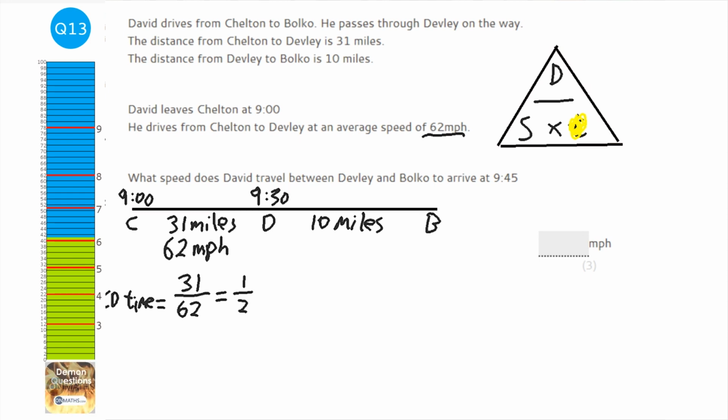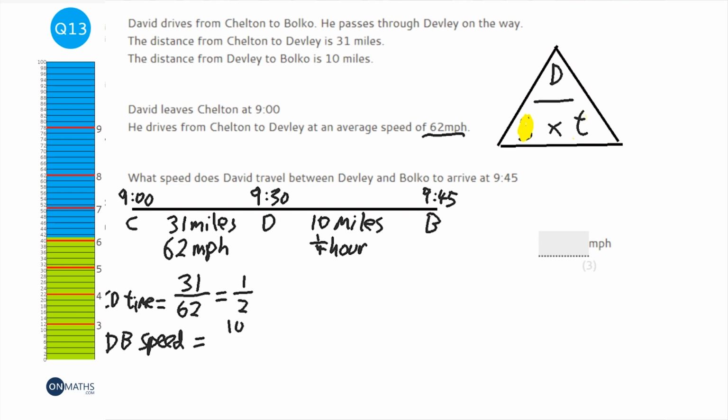Now the question says, how quick does he have to go to get there for 9:45? So that's 15 minutes. So we know that the distance is 10 miles. And we know it's a quarter of an hour he's got. Okay, so looking at the speed distance time triangle again, let's just put time back. So what are we going to cover up? Well, we're looking for the speed, so we cover up speed. And it's distance over time. Okay, so DB speed is distance, which is 10, over time, which is a quarter of an hour.